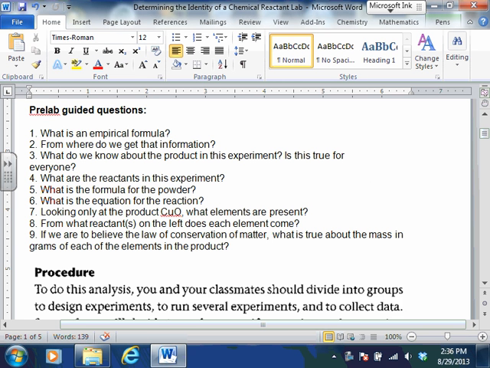So then number 4, what are the reactants in this experiment? Well, that's kind of a tricky question because we don't know what this is for sure, right? But let's talk about the possibilities. What could it be? What could the reactants be in this experiment? Okay, it could be copper and oxygen, right? So it could be something like this. Are there any other possibilities?